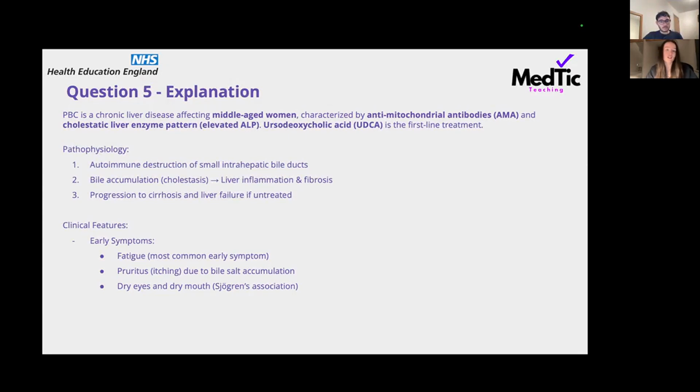In terms of how patients would present in finals or potentially in quite a mean OSCE, some early symptoms include the ones that we had a chat about in the stem. So feeling tired, itching due to increased bile salts and bilirubin, but also it can cause a dry eye and dry mouth syndrome called Sjogren's association.